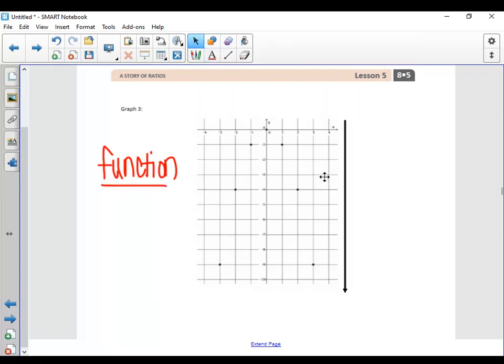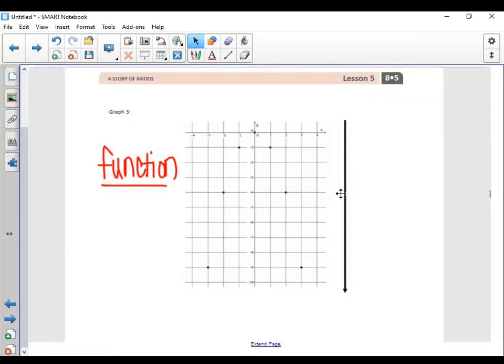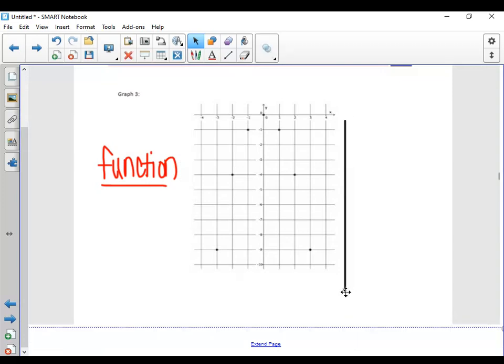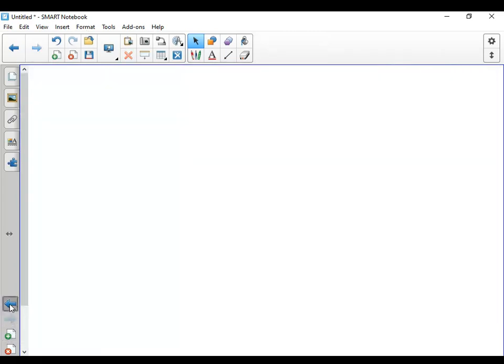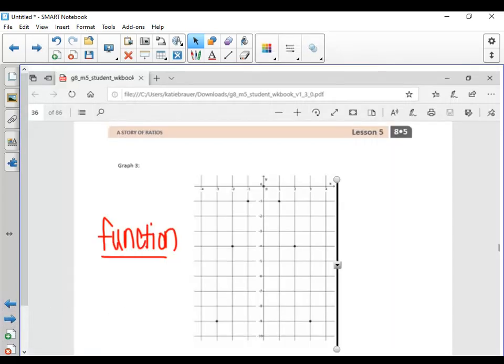So the vertical line test, if it passes, like it never touches 2 points at the same time, then it is a function. So never touch 2 points at the same time, which means it's a function. All right, those are our notes, so go ahead and put those away.